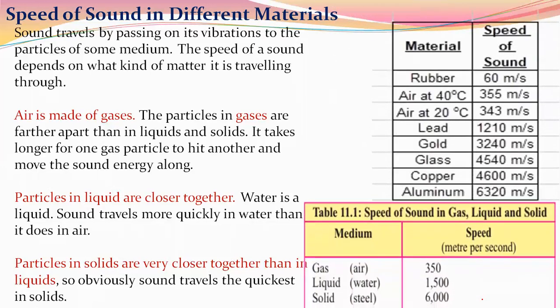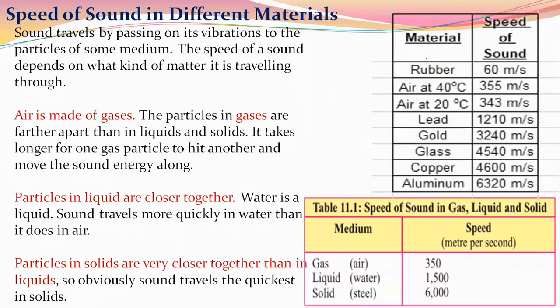So here we can see the charts, with some materials which are solid, and how the sound travels. The speed of sound in rubber, which is also a solid, is 60 meters per second. As I have told you, if they are soft, it means the particles have some more distance as compared to aluminium or copper or glass, where the particles are very close to one another. Especially in aluminium, it is 6,320 meters per second, but in rubber, it is this one.